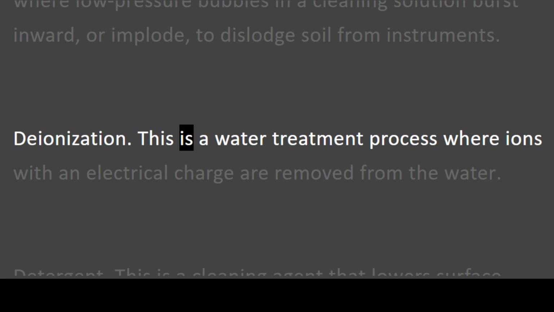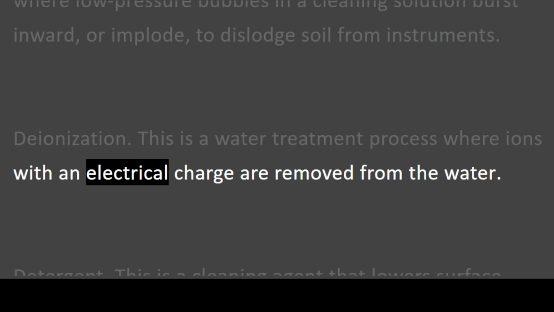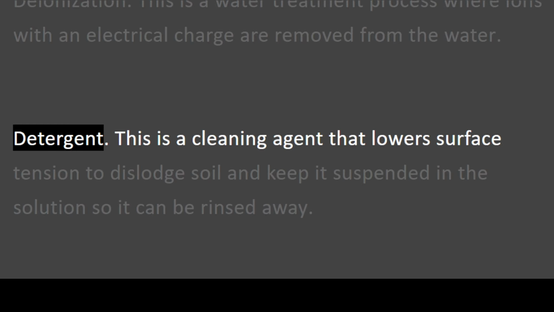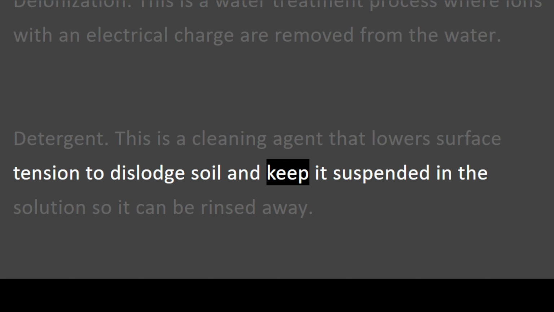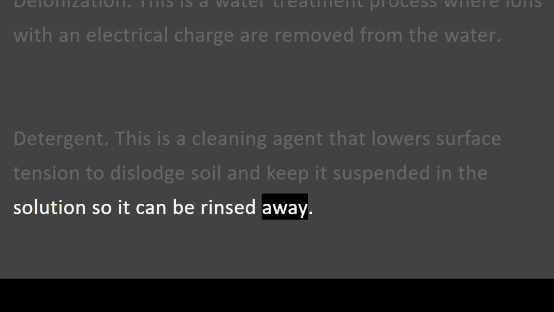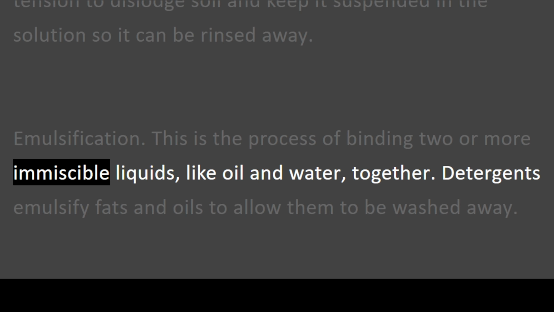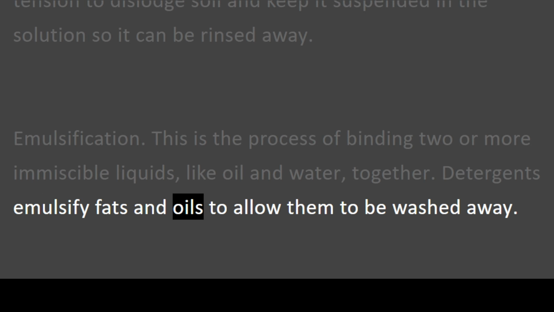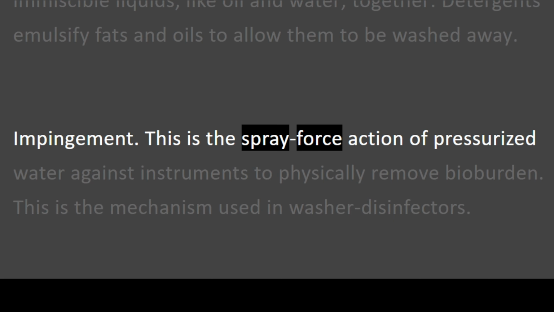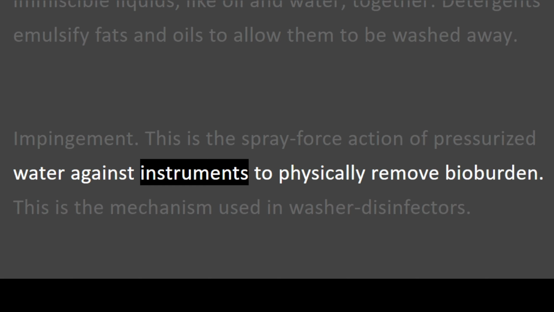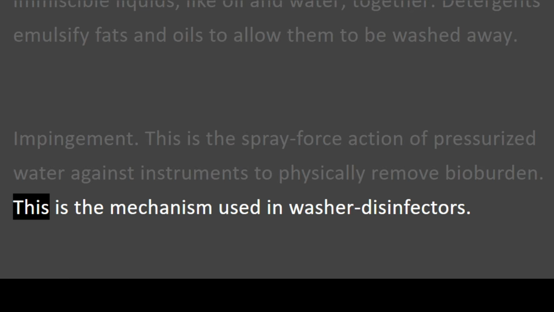Deionization. This is a water treatment process where ions with an electrical charge are removed from the water. Detergent. This is a cleaning agent that lowers surface tension to dislodge soil and keep it suspended in the solution so it can be rinsed away. Emulsification. This is the process of binding two or more immiscible liquids, like oil and water, together. Detergents emulsify fats and oils to allow them to be washed away. Impingement. This is the spray force action of pressurized water against instruments to physically remove bioburden. This is the mechanism used in washer disinfectors.